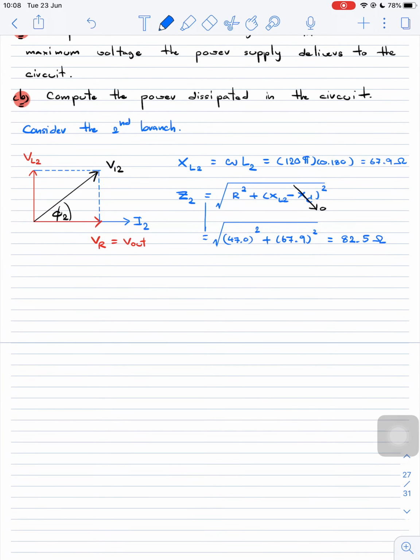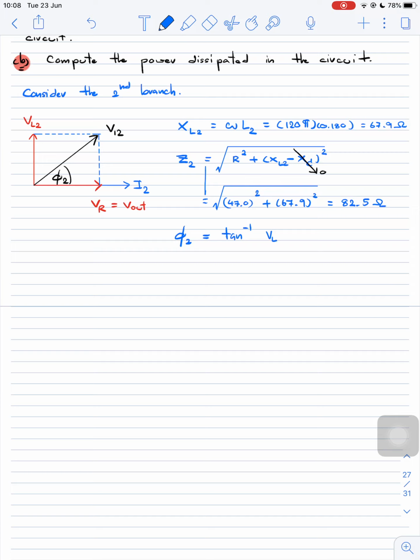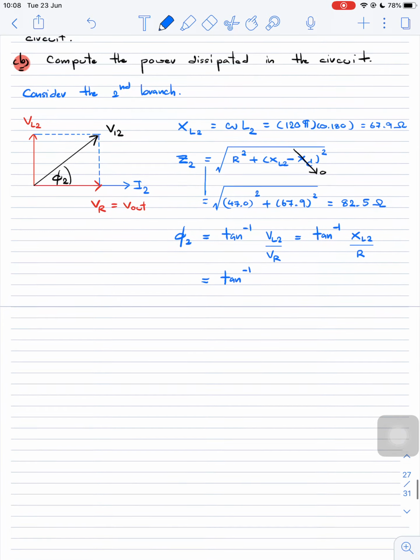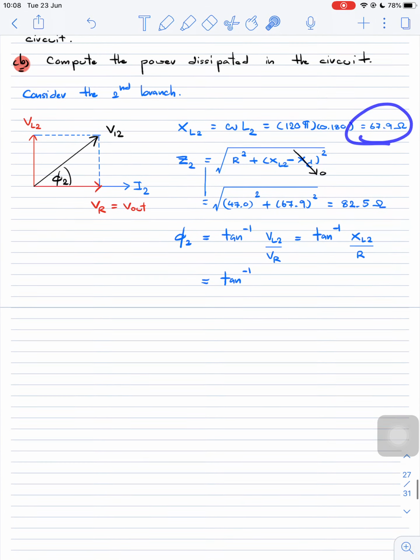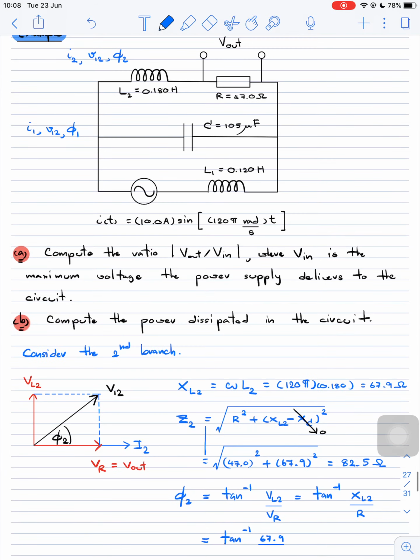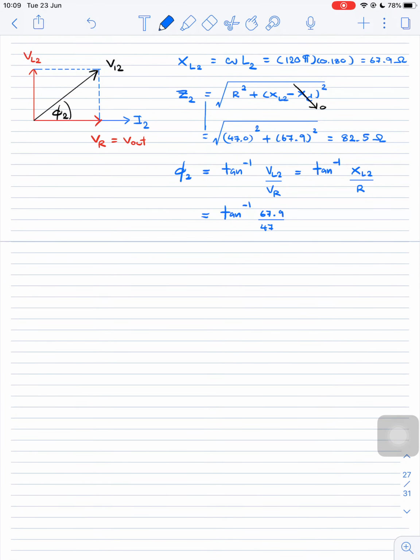Now when we get the Z2, let's find the phi2 first, the phase. This phi2 is going to be equal to the arctan of the opposite over the adjacent. The opposite is the VL2 and the adjacent is the VR, which is equal to the arctan of the XL2 over the R. The XL2 is 67.9, and the R is just equal to 34.0 ohms. Then we get the phi2 equal to 55.3 degrees.